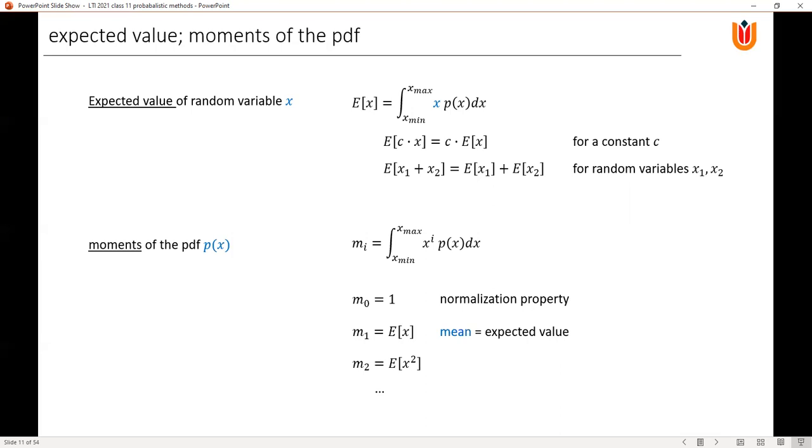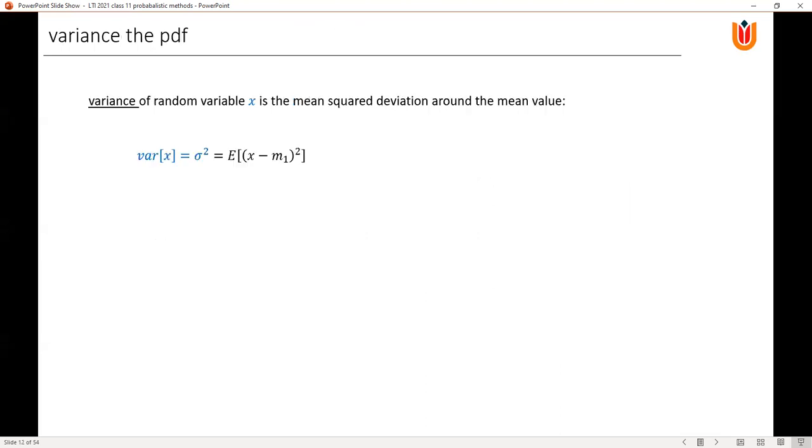You can go on like that. The second order or third order moments are not the most convenient way of looking at these PDFs. Much more common is to look at the variance. The variance of that variable is basically the mean squared deviation around the mean value. So we have a variable x, and we have a mean, the first moment, m1.